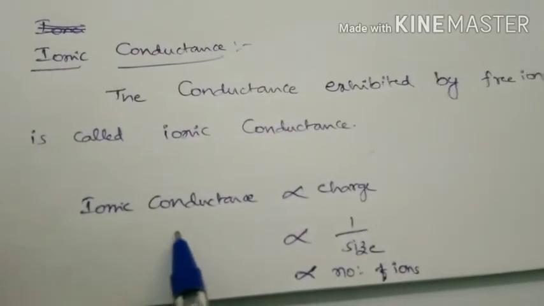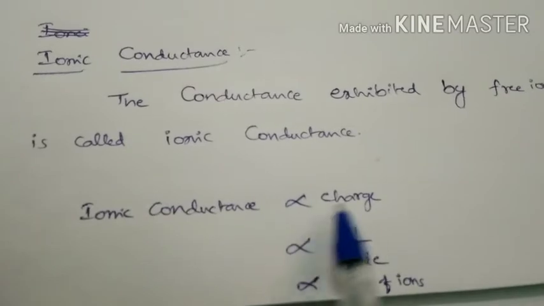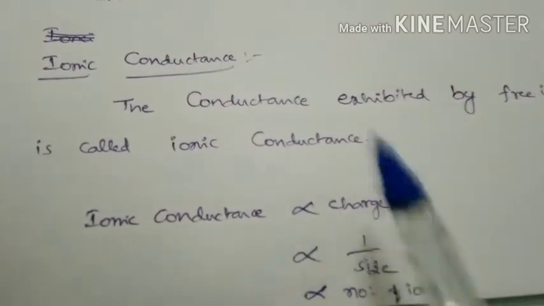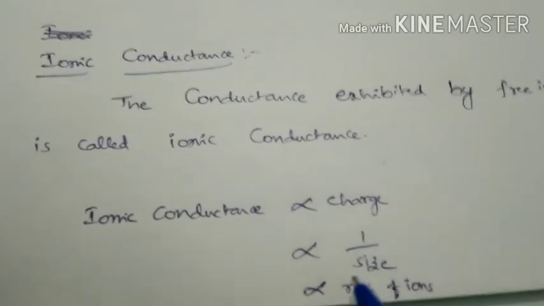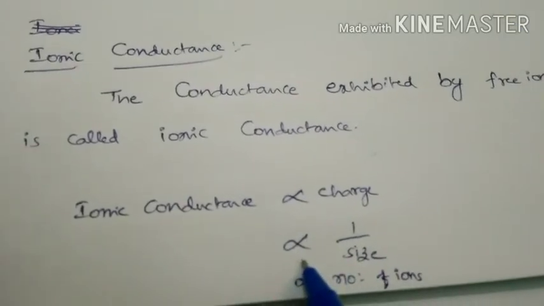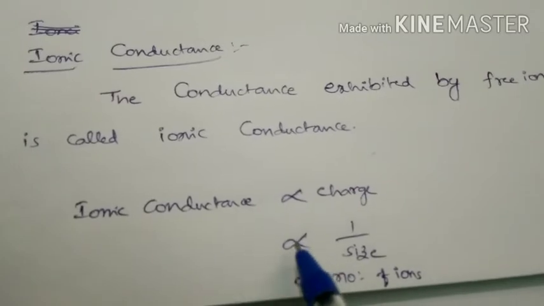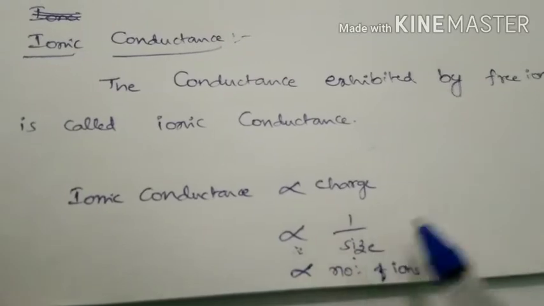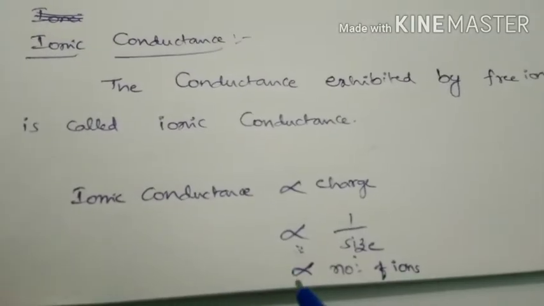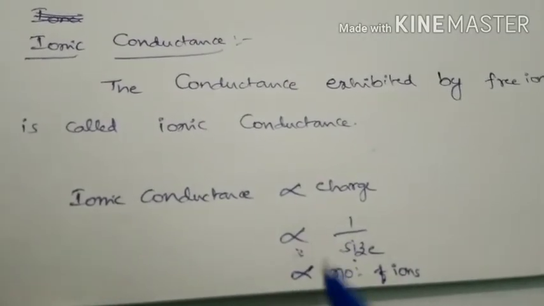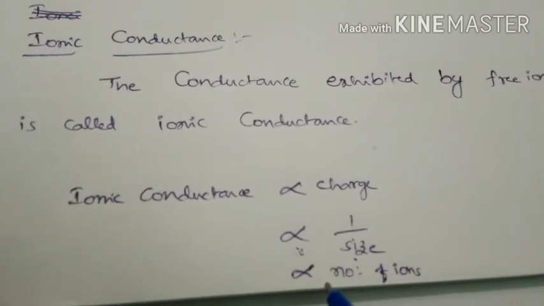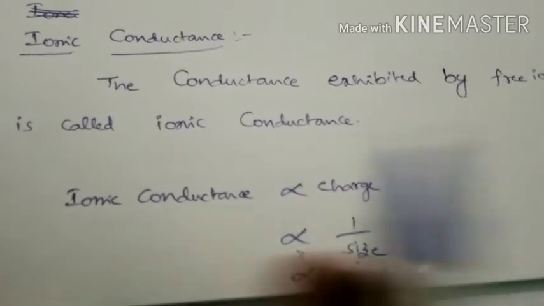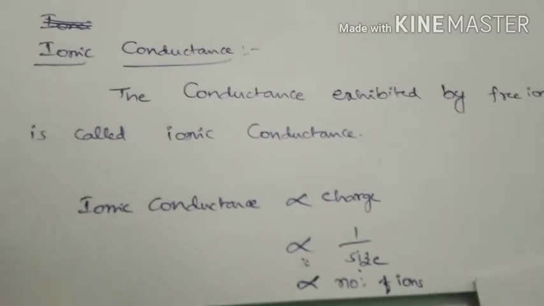Here are some points regarding this. Ionic conductance is directly proportional to charge. That means if charge increases, ionic conductance also increases. Next, ionic conductance is inversely proportional to size. That means if size increases, ionic conductance decreases. And last one, if the number of ions increases, then ionic conductance also increases. So these are the three factors regarding ionic conductance.